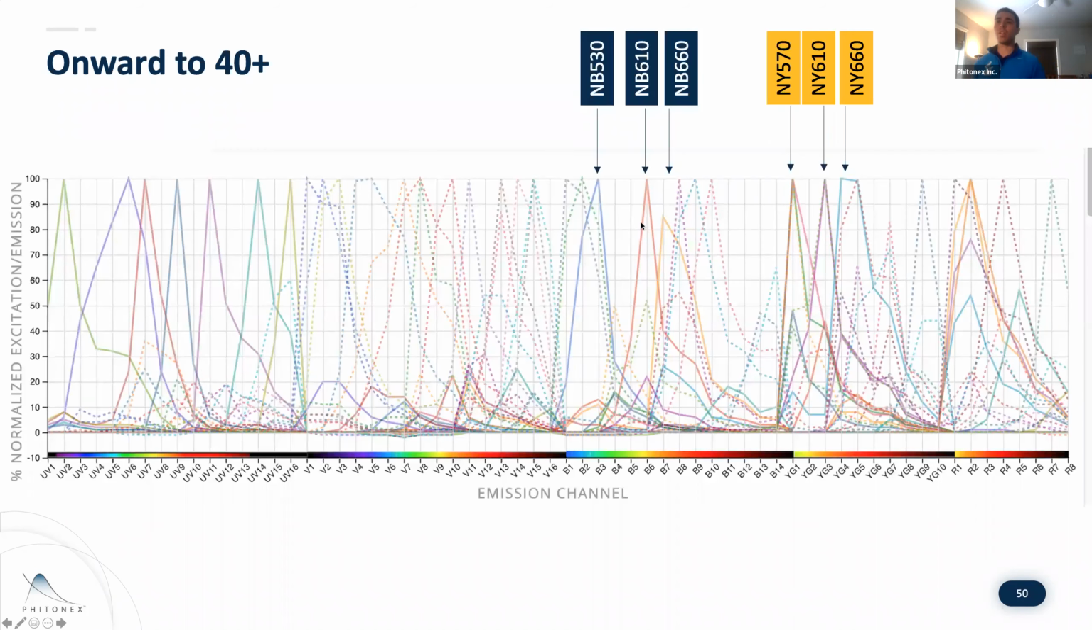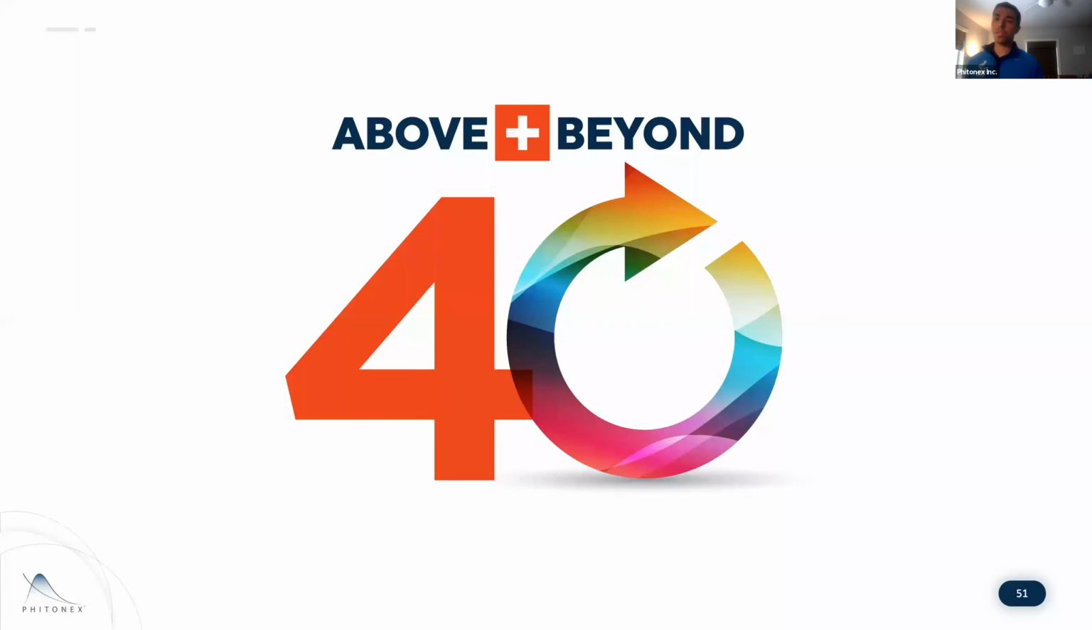So to give you a sense of that, although this is a very busy plot, this is what we did. We dropped in NovaBlue 530, 610, 660, and the NovaYellow 570, 610, and 660 directly into the 34 commercially available labels, and then dropped in these 6. This is really our push to go above and beyond 40, and then take this data and have it be a resource for the field. I'm optimistic that we'll have more news on that very soon. But that's the update for now.